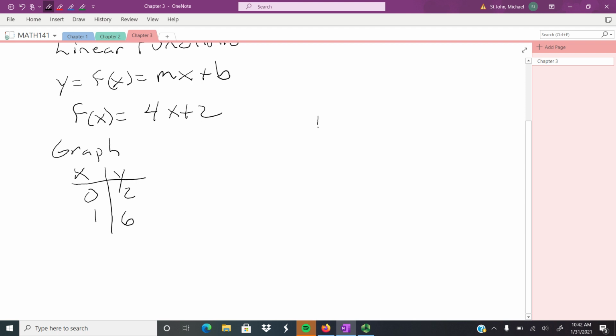So now we can graph. Let's make a quick graph here. Put some marks on here. And again, this is the x-axis, and then this is my y-axis. The first point is (0, 2), so 0 on the x, 2 on the y. That puts me there. And the next one is (1, 6): 2, 3, 4, 5, 6, which is going to put me there. Then we can draw a line and connect our dots, and we get our graph.